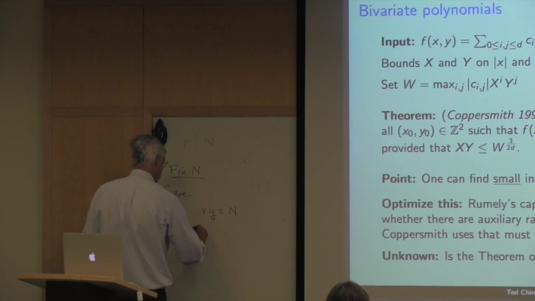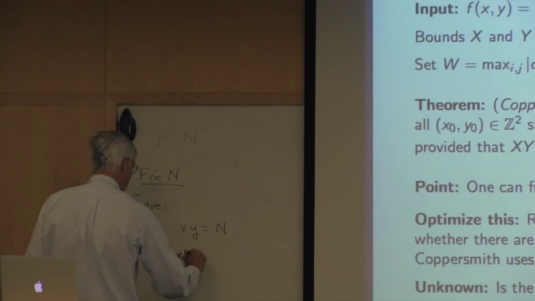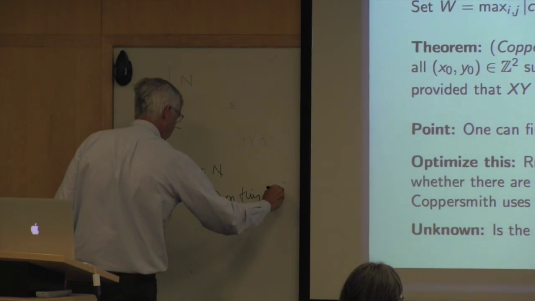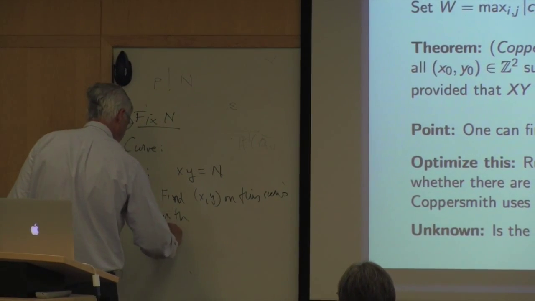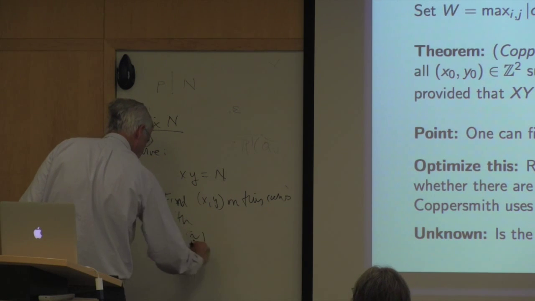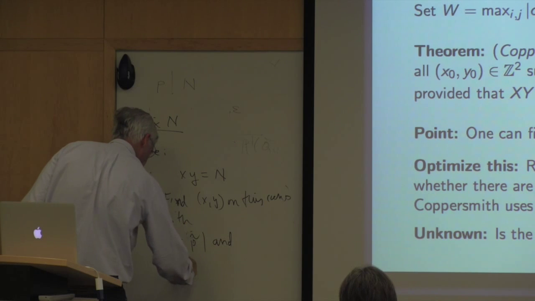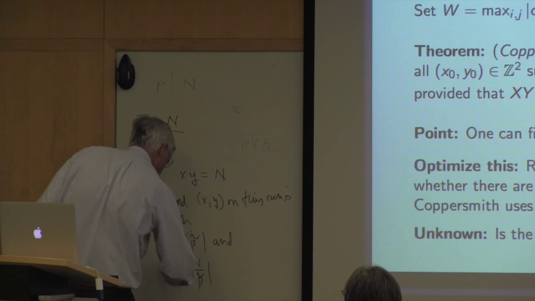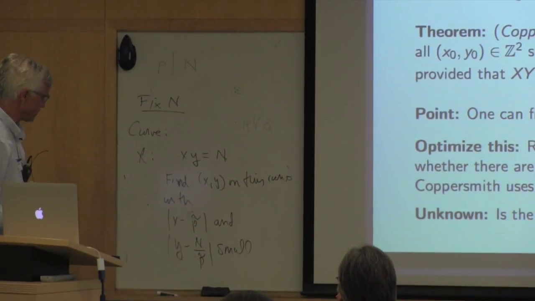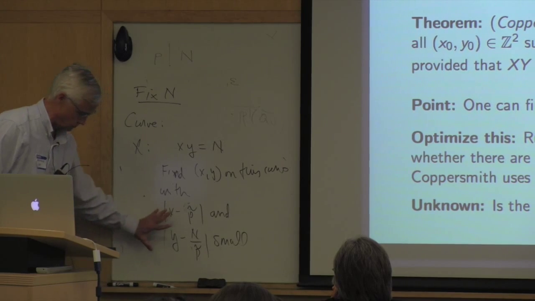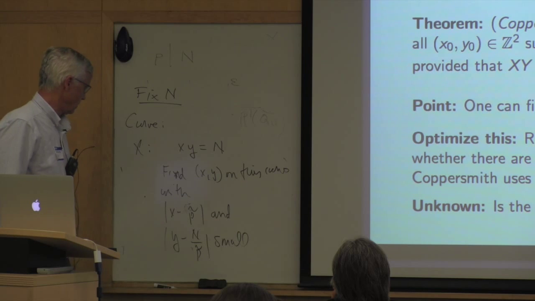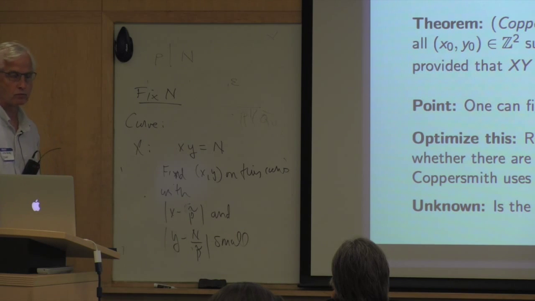So if you want to find x, y on this curve with x minus n over p tilde and y minus p tilde small, that's the kind of thing that capacity theory on this curve is good for, and it's the same thing as trying to find actual divisors given an approximation to one of them.